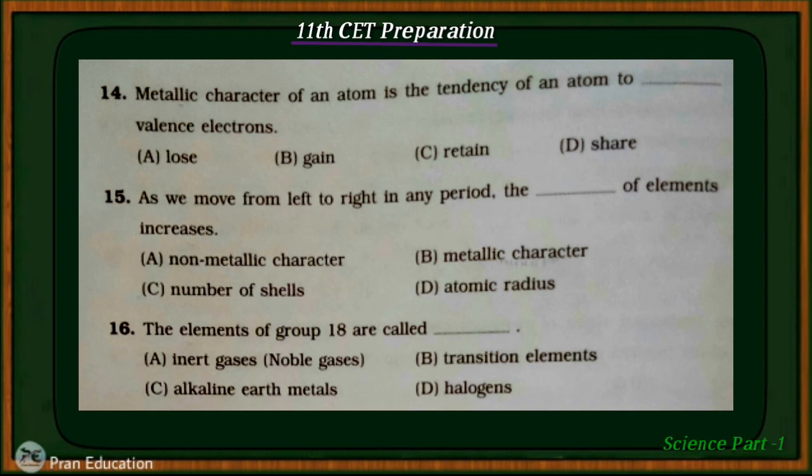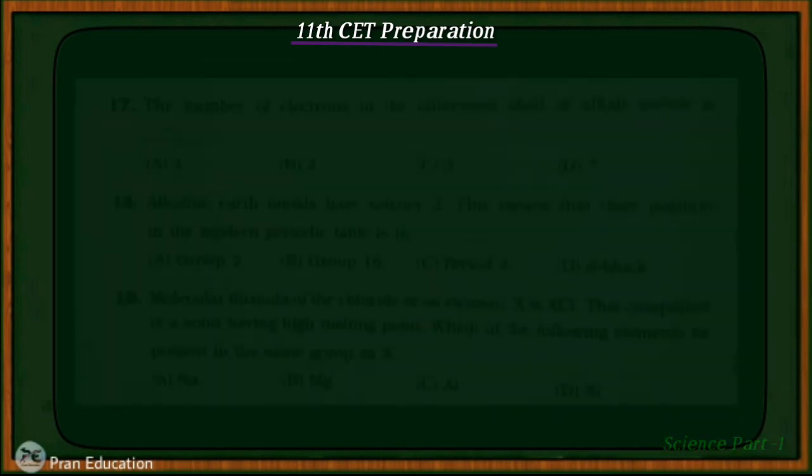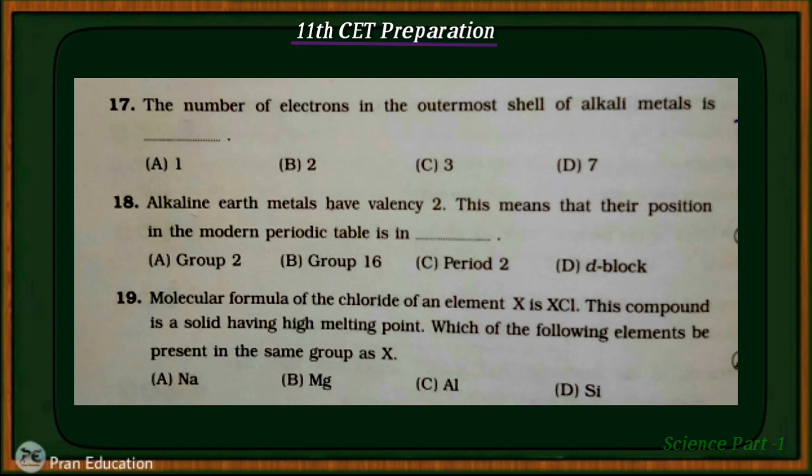16. The elements of group 18 are called dash. Options A, inert gases or noble gases, B, transition elements, C, alkaline earth metals, and D, halogens. The correct option is option A, inert gases or noble gases. 17. The number of electrons in the outermost shell of an alkali metal is dash. Options A, first, B, second, C, third, and D, 7. The correct option is option A, first.